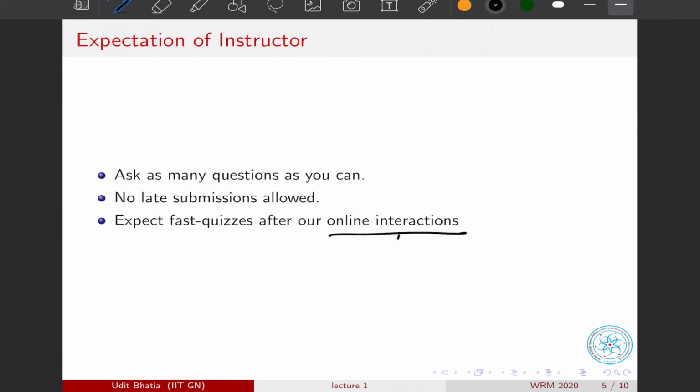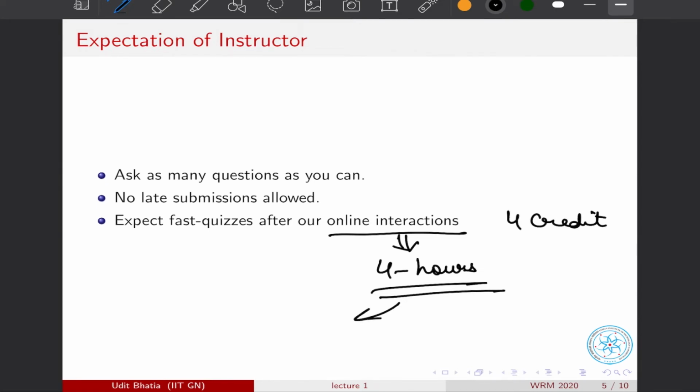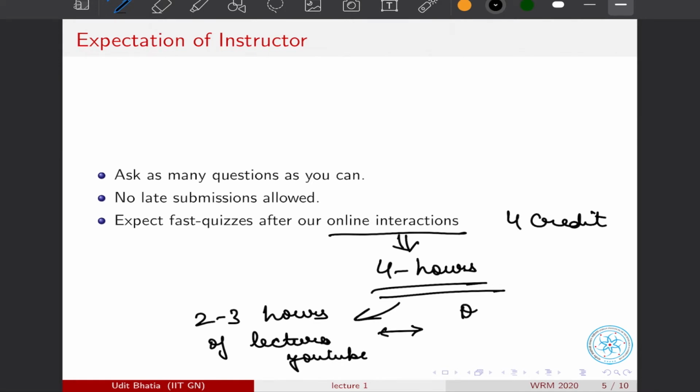So we are supposed to dedicate 4 hours of in-class learning on this course, as it is a 4 credit course. So the way we are going to do it is that you will have at least 2 to 3 hours of pre-recorded lectures on YouTube, and I will assign which lecture to watch when. Once you watch those YouTube lectures, we will meet online using Google Classroom. And again, Google Classroom link would be posted in the YouTube description below.